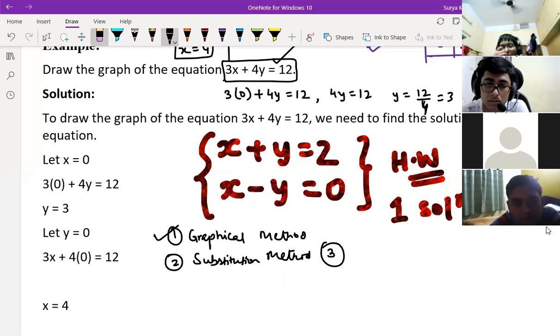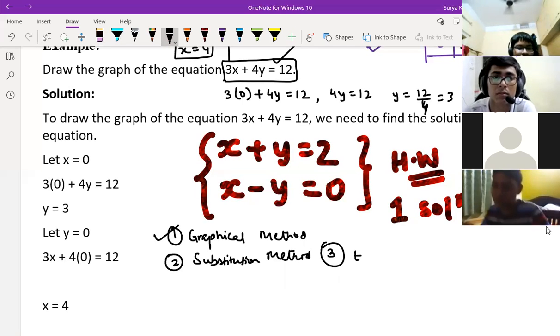In the graph part, where both lines meet, that is your answer. In the substitution method, you have to solve by substitution. I'll tell you one by one. Now the substitution method, then your elimination method.